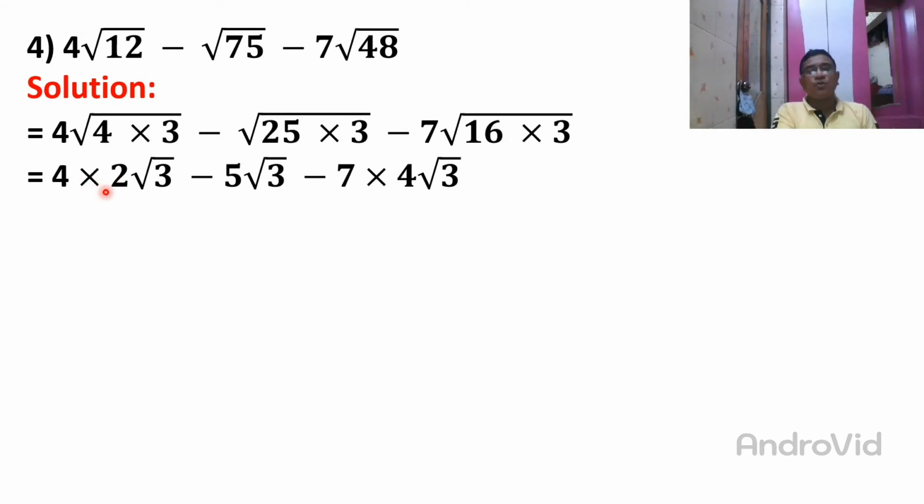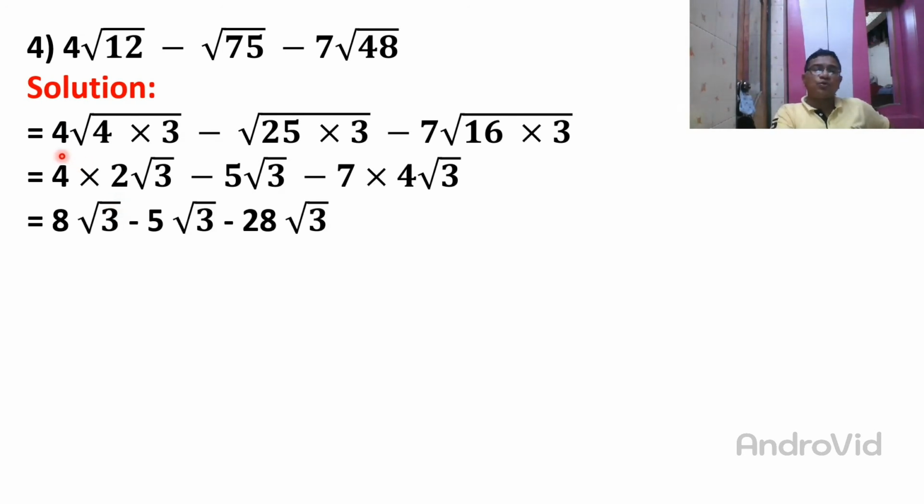So 4 into 2, and here is root 3. Minus this 25. What is the square root of 25? 5. So I write here 5 root 3. Then minus 7 remains as it is. 16. What is the square root of 16? 4. So I write here 4. Then 4 times 2 is 8, so you get 8 root 3, minus 5 root 3, minus 7 times 4 is 28.